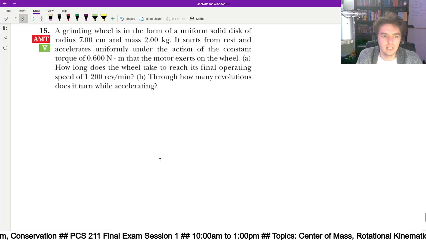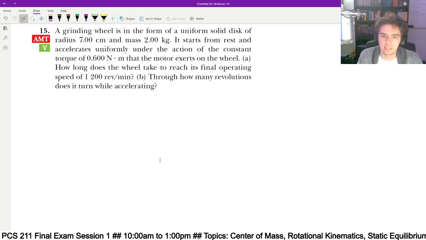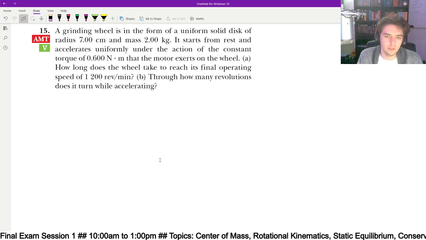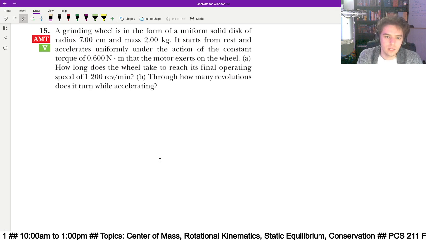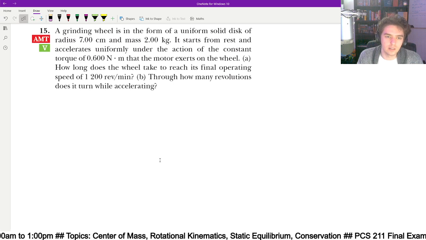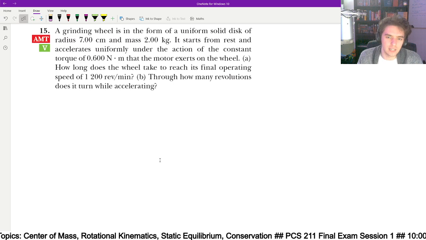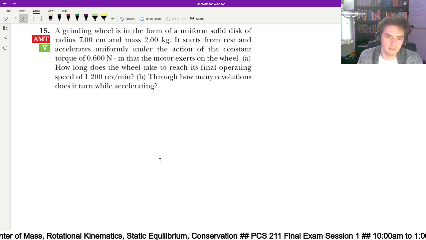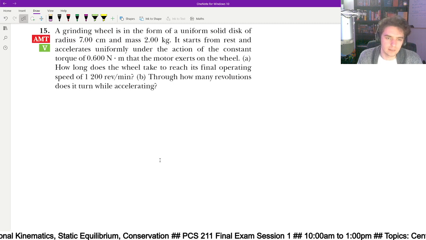A grinding wheel is in the form of a uniform solid disk of that radius and that mass. It starts from rest and accelerates uniformly under the action of the constant torque that the motor exerts on the wheel. How long does the wheel take to reach its final operating speed? Through how many revolutions does it turn while accelerating?